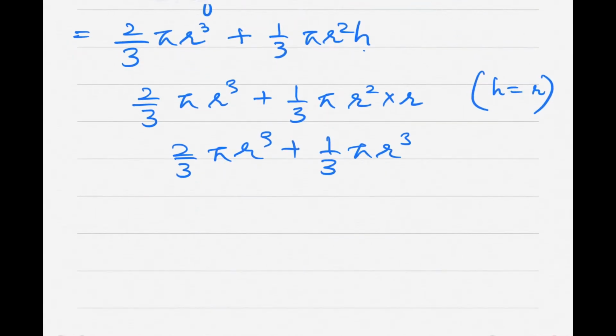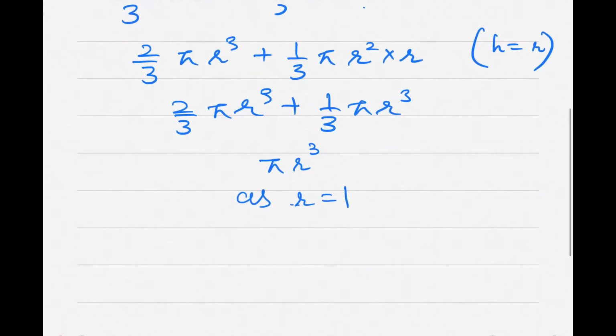So now we know that 2 by 3 plus 1 by 3 will become 3 by 3. So it becomes 1. So pi r cube will be my volume. Okay, and substituting the value of r is equal to 1, so pi into 1 cube, so that will be equal to pi only. Centimeter cube will be my answer.